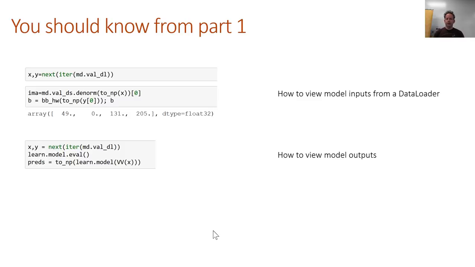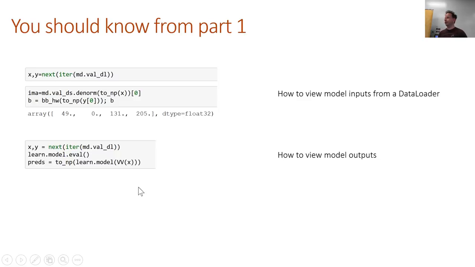I've also added here a reminder of what you should know from part one of the course, because quite often I see questions on the forum asking, basically, why isn't my model working? Like, why doesn't it start training, or having trained, why doesn't it seem to be any use? And nearly always, the answer to the question is, did you print out the inputs to it from a data loader? Did you print out the outputs from it after evaluating them? And normally the answer is no.